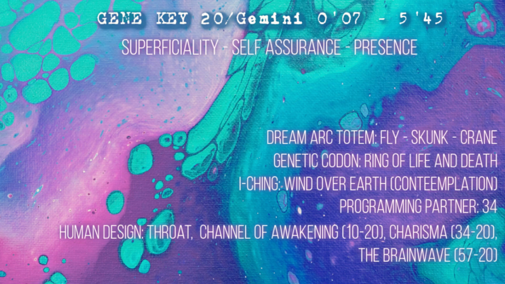In Human Design, Gene Key 20 is part of three channels: channel 10-20, 20-34, and 20-57. And this particular gate 20 is located in the throat.